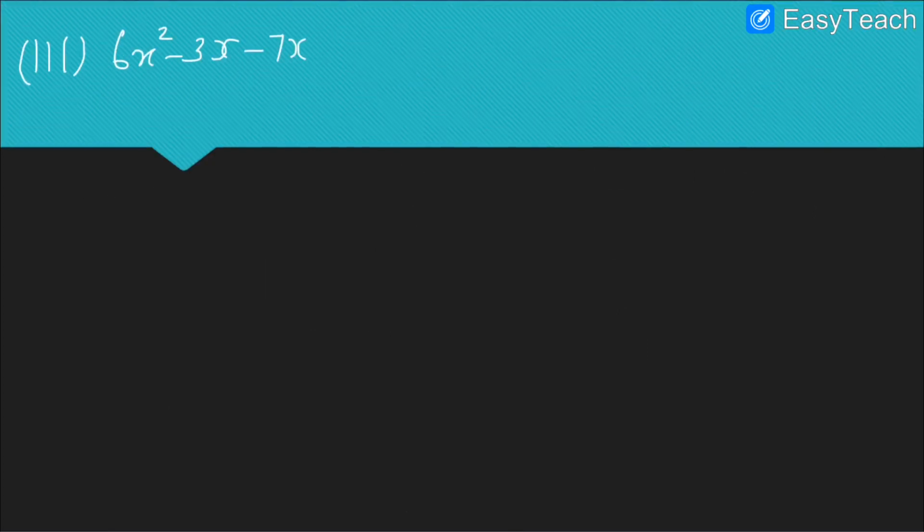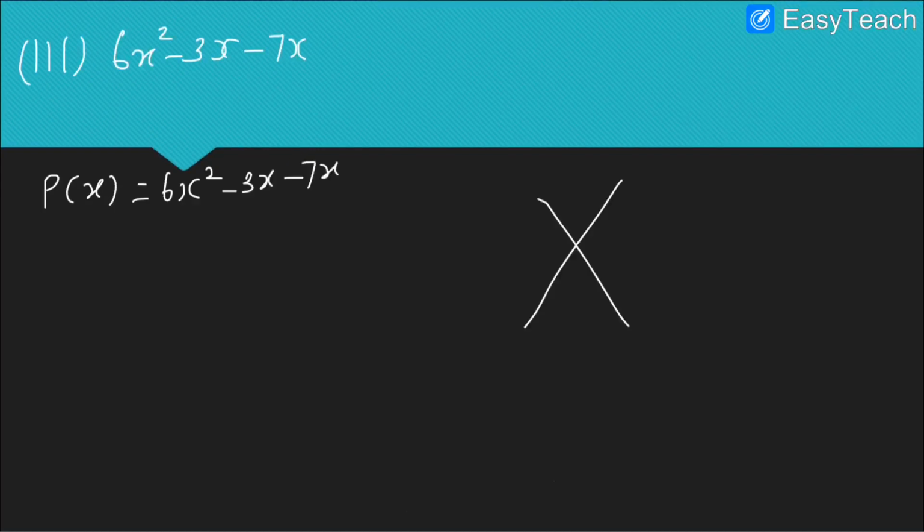So this is the third problem. I write it as p of x first. Then I do the splitting. So for x square, x into x, and for 6 I write 2 3s are 6, right? There is no other option. So 2 3s are 6. The other side, minus 7, the product must be minus 7.